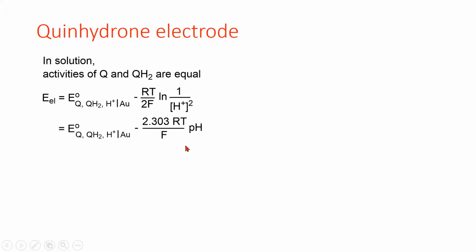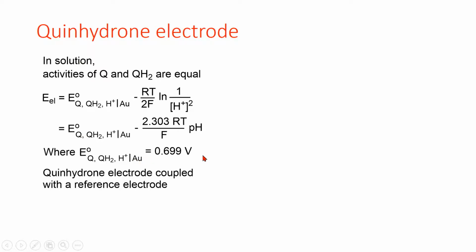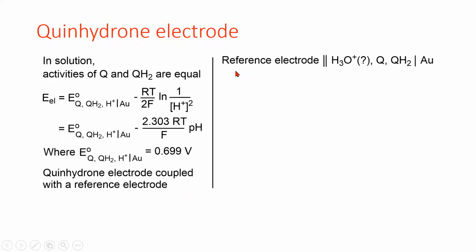We can write the equation like this, where standard potential is equal to 0.699 volt. Quinhydron electrode coupled with the reference electrode can be written as reference electrode, salt bridge, hydronium ion whose concentration is to be determined, quinone, hydroquinone in contact with gold.